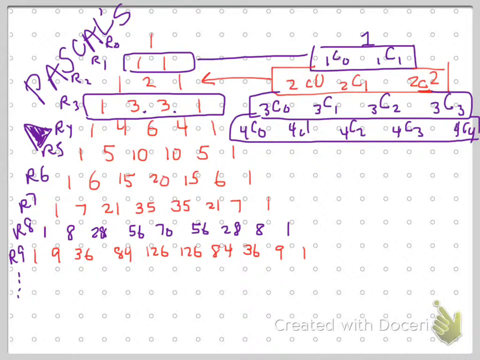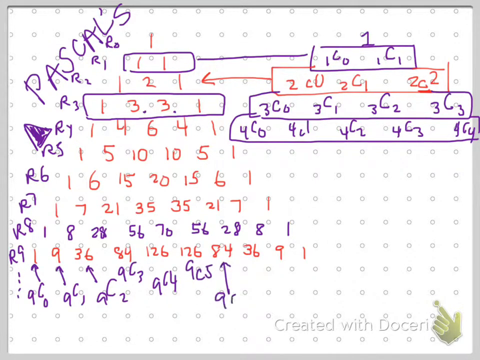So again, Pascal's triangle is symmetric along the middle, with the numbers on the left side equaling the numbers on the right side of the triangle. So naturally, when I go down here to row 9, the first number is 9 choose 0. The second number is 9 choose 1. The next number is 9 choose 2. The next number is 9 choose 3, followed by 9 choose 4. Then we have 9 choose 5, 9 choose 6, 9 choose 7, 9 choose 8, and 9 choose 9.